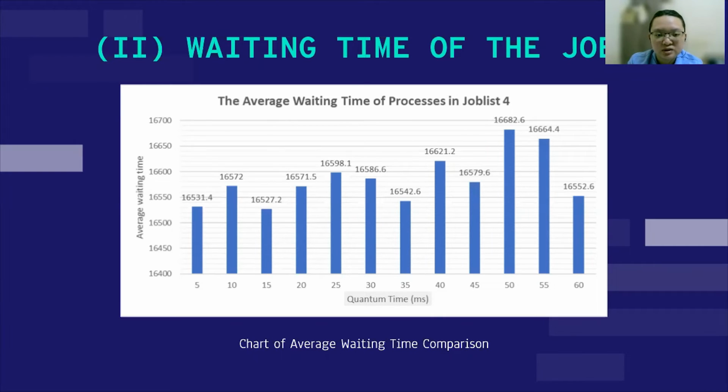Due to waiting time, jobs wait to get the CPU in round-robin scheduling. Hence, that's the performance of the average waiting time. The most suitable quantum time for job list 4 is 15 milliseconds.